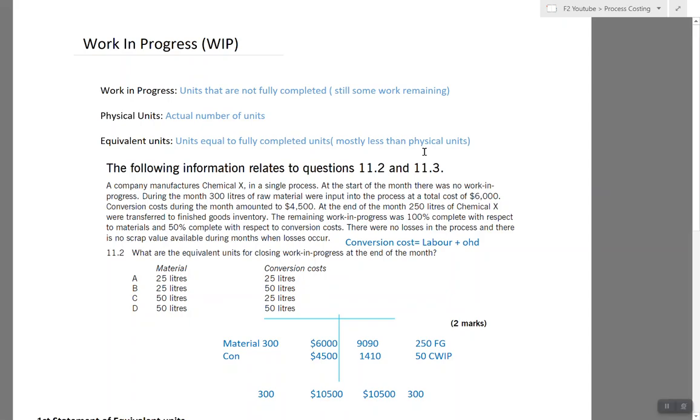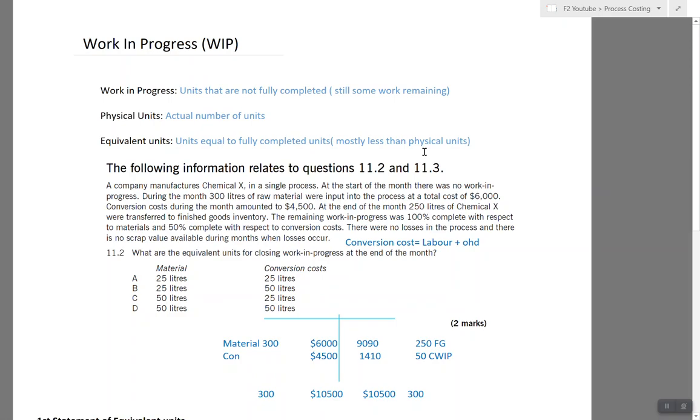Okay, let's continue with process costing. Next topic in process costing is work in progress. So in the previous part we saw that some units were completed and some units were scrapped, but all of them were output.